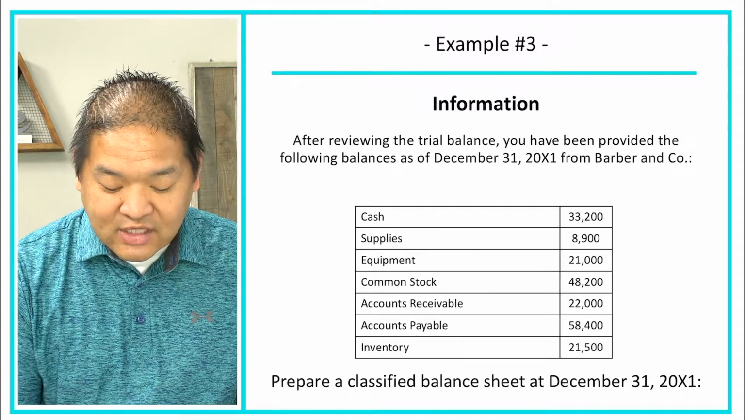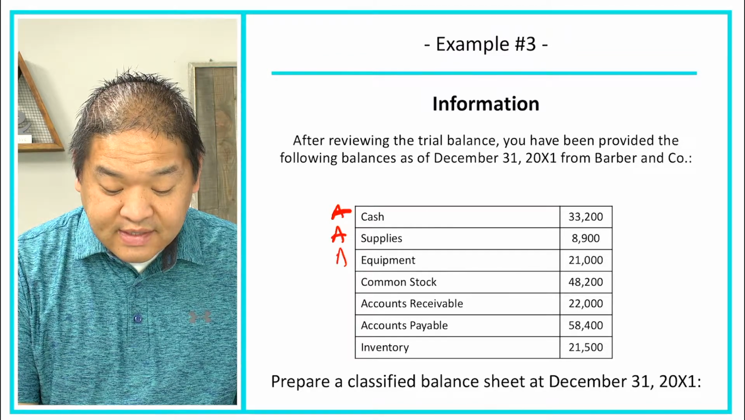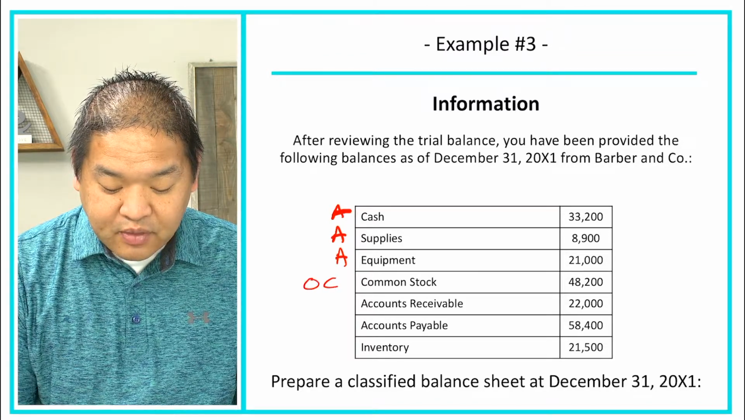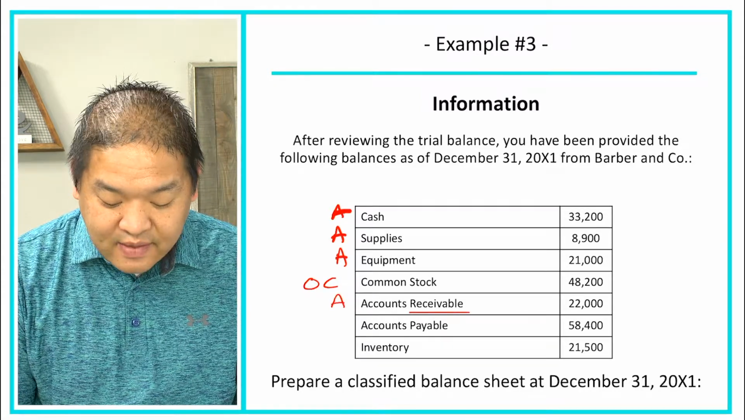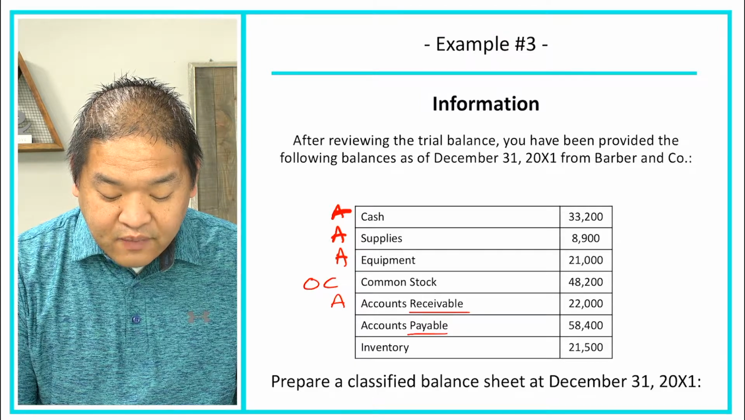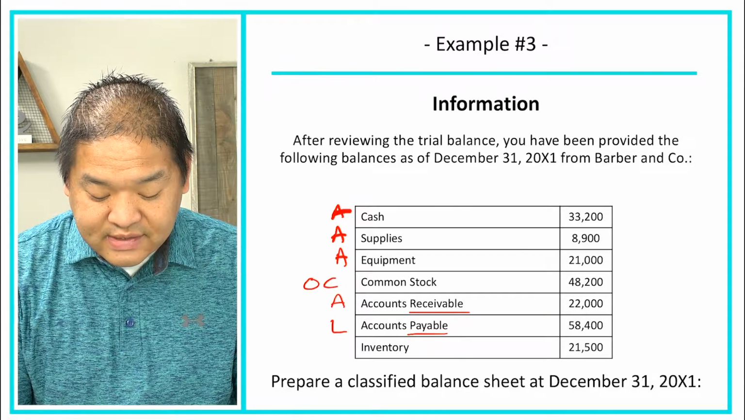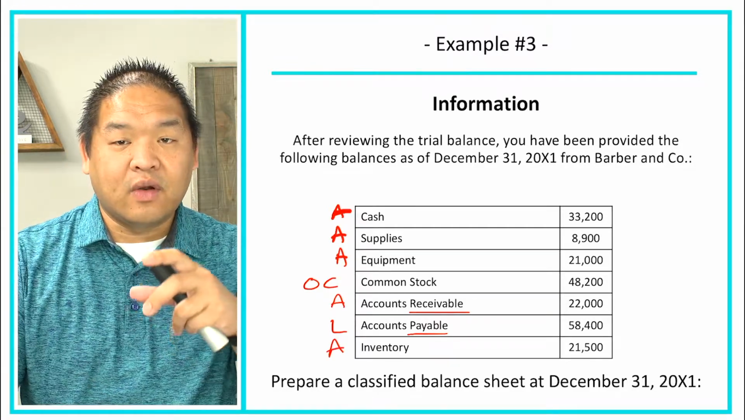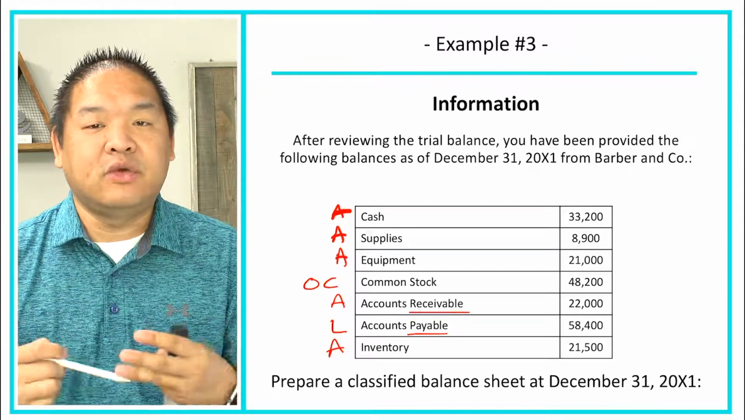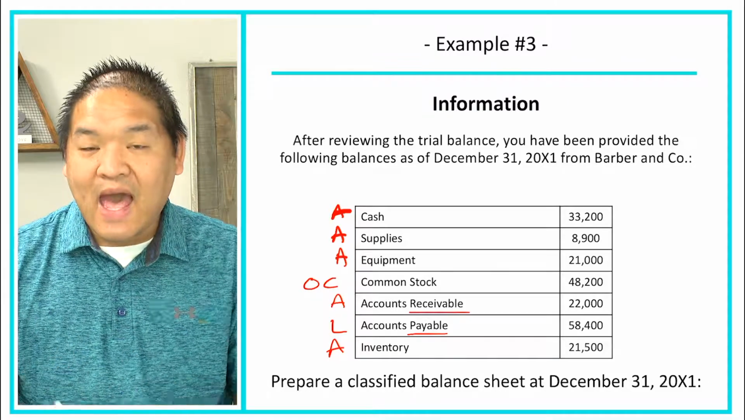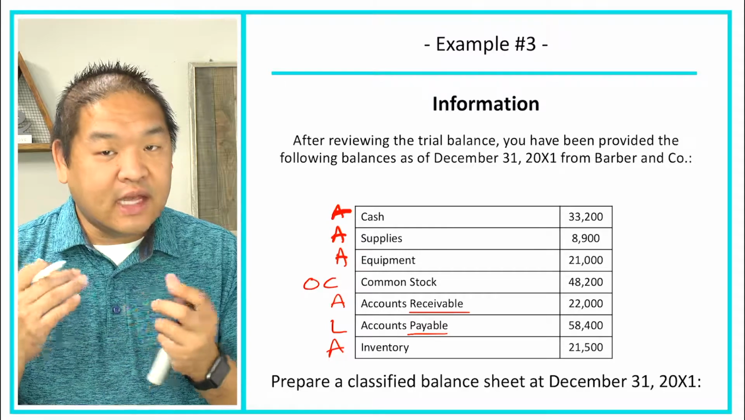So in this case, cash is an asset. Supplies is an asset. Equipment is an asset. Common stock is owner's capital. Accounts receivable, it has the word receive, so that must be an asset. Accounts payable I don't like because I have to pay it, so liability. And then inventory is an asset because I can sell it for money later on. So that's kind of where we are. So we have no revenues, no expenses, no dividends, which is good because the balance sheet doesn't have revenues, expenses, or dividends.